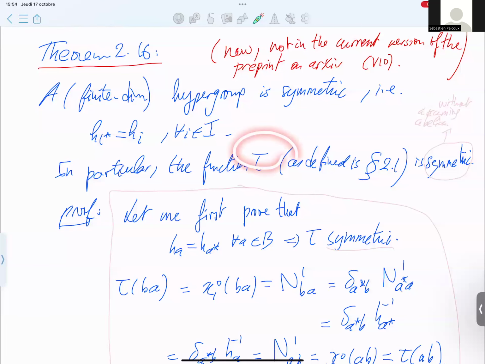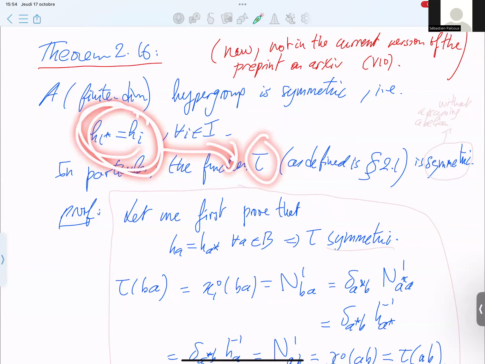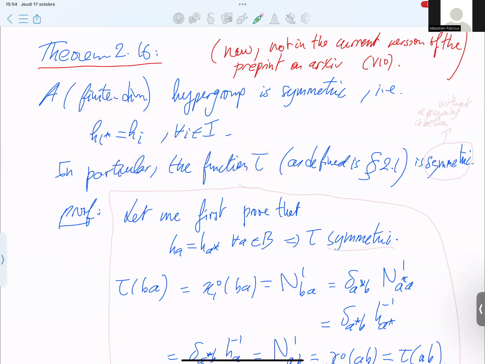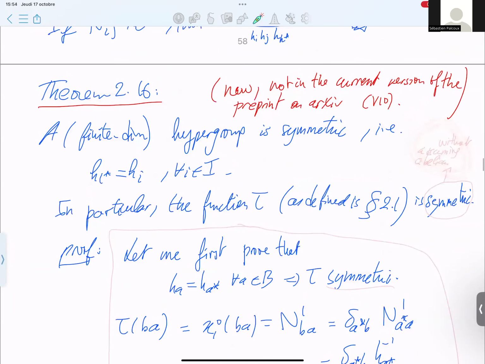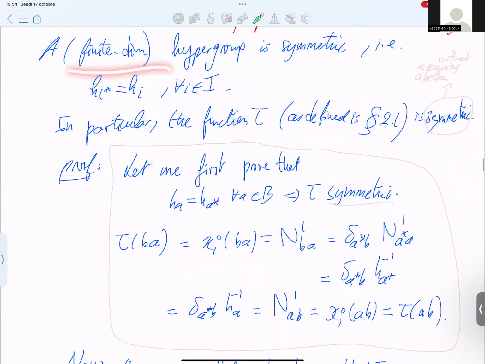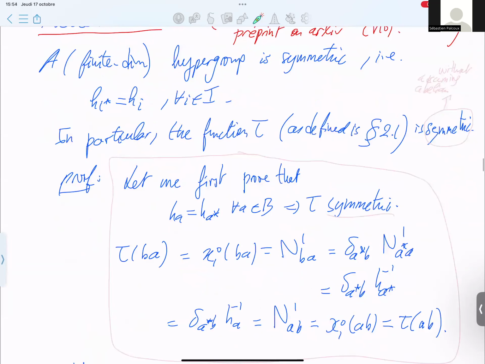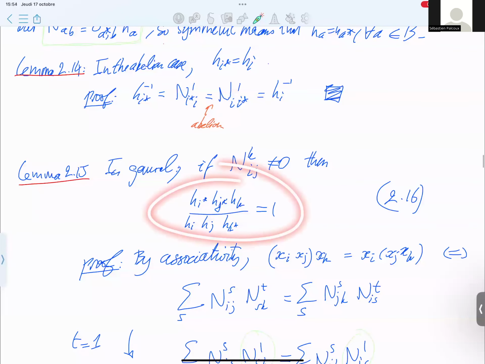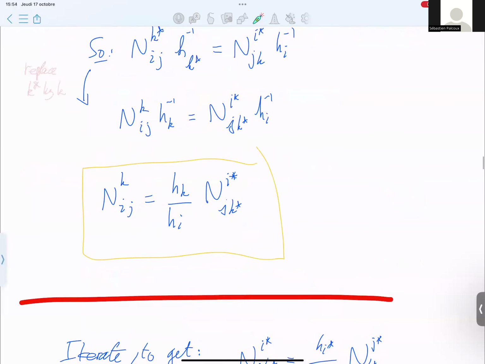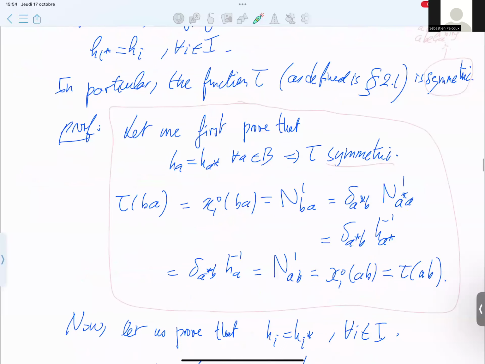So if you remember, in the beginning of the section we defined this function tau. This implies that tau is symmetric, without having abelian. Here it's general, only finite dimensional. And so for the proof, in fact, we use this lemma. I will skip the details of the proof.